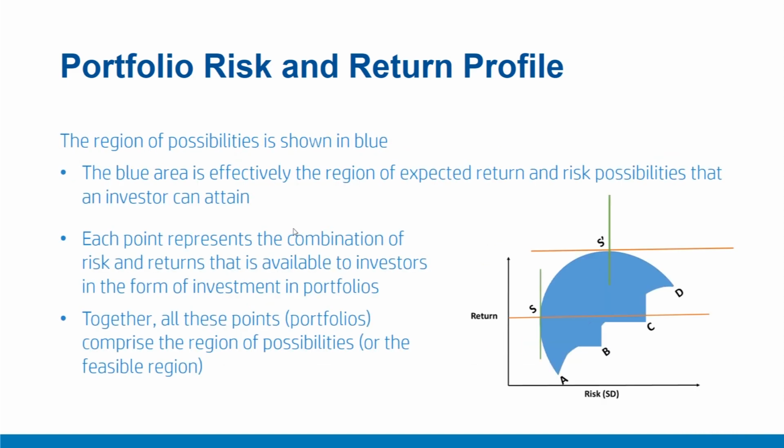This region of possibilities is shown here in blue. The blue area is effectively the region of expected return and risk possibilities that an investor can attain. Each point here represents a combination of risk and returns that is available to investors in the form of investment into portfolios. Together, all these points or portfolios comprise the region of possibilities, or the feasible region, as we can see here. This is your feasible region of all the possible different combinations. We started from 4 securities A, B, C and D. Then we kept adding more and more securities to obtain this region of possibility.